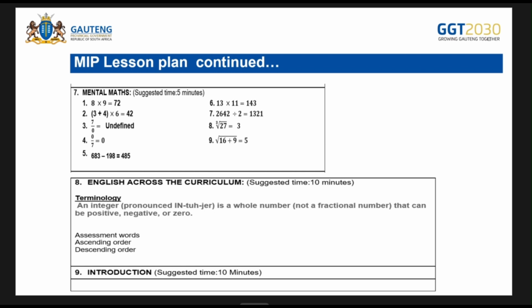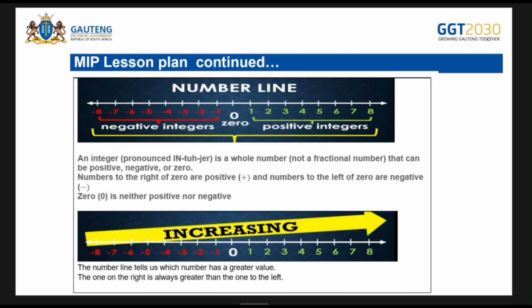When looking at the next slide, you'll see that the number line comes up again. This is a great way to then reinforce the concept of integers, right? You can then show your learners that when drawing your number line, when you move to the right on your number line, your numbers are increasing. When moving to the left, your numbers are then decreasing.